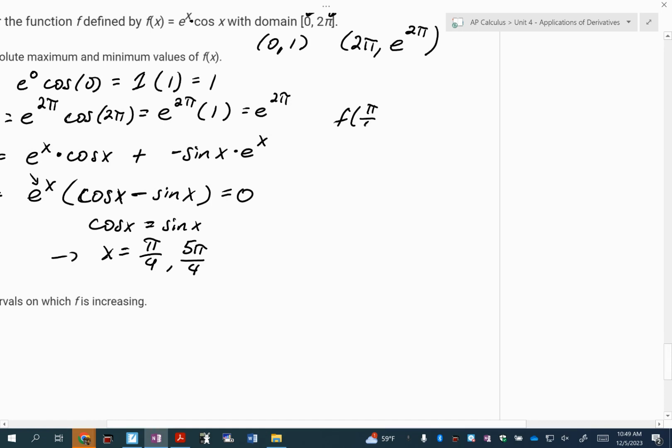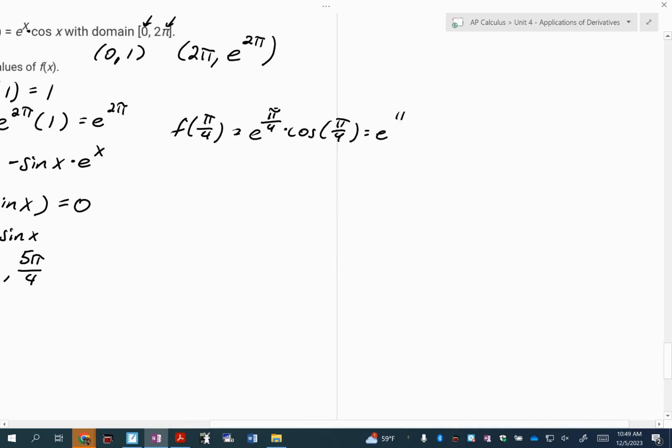So f of pi over 4, let's plug that in. So e to the pi over 4 times the cosine of pi over 4. Again, I don't really know what e to the pi over 4 is, so e to the pi over 4 times, and let's see, cosine of pi over 4, we said that was the square root of 2 over 2. So that's it for the first one.